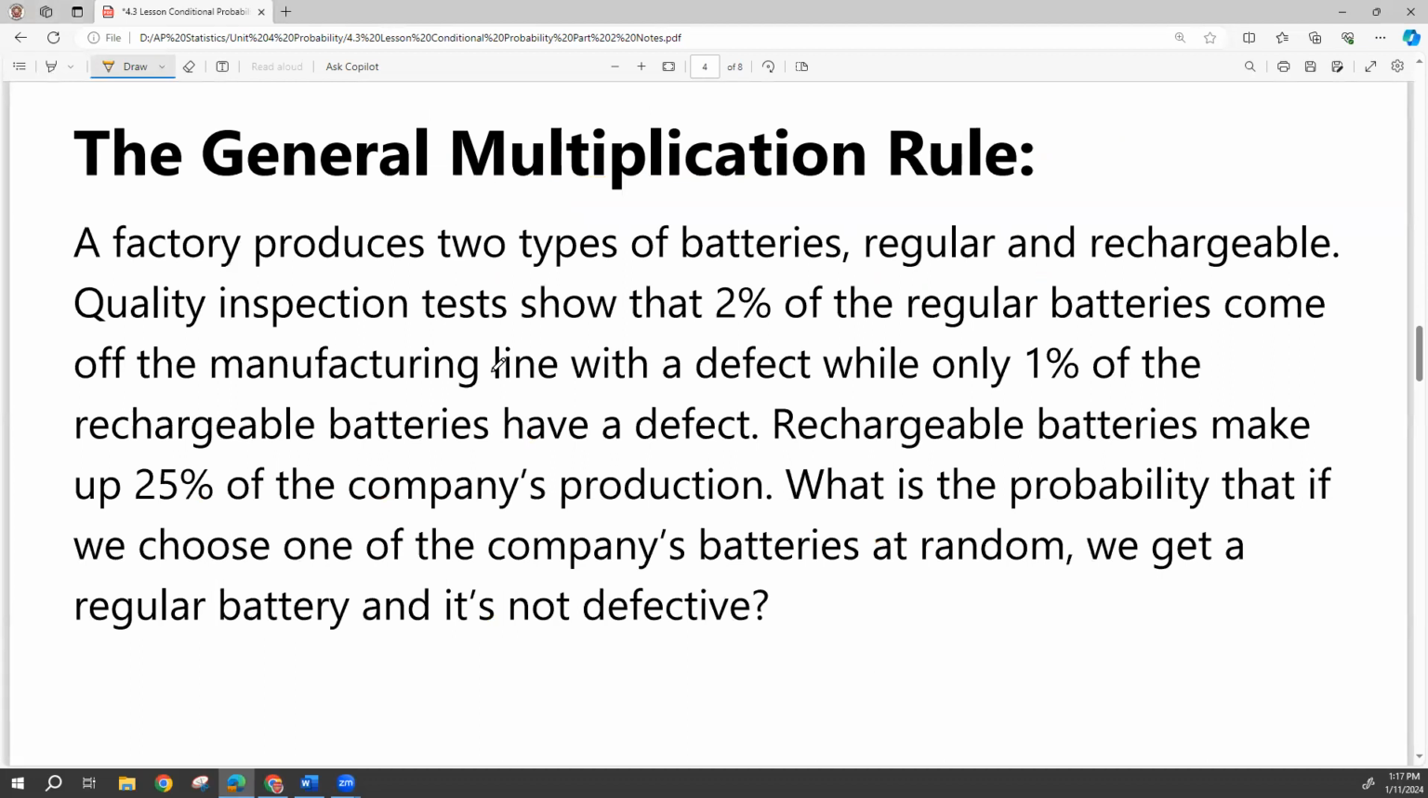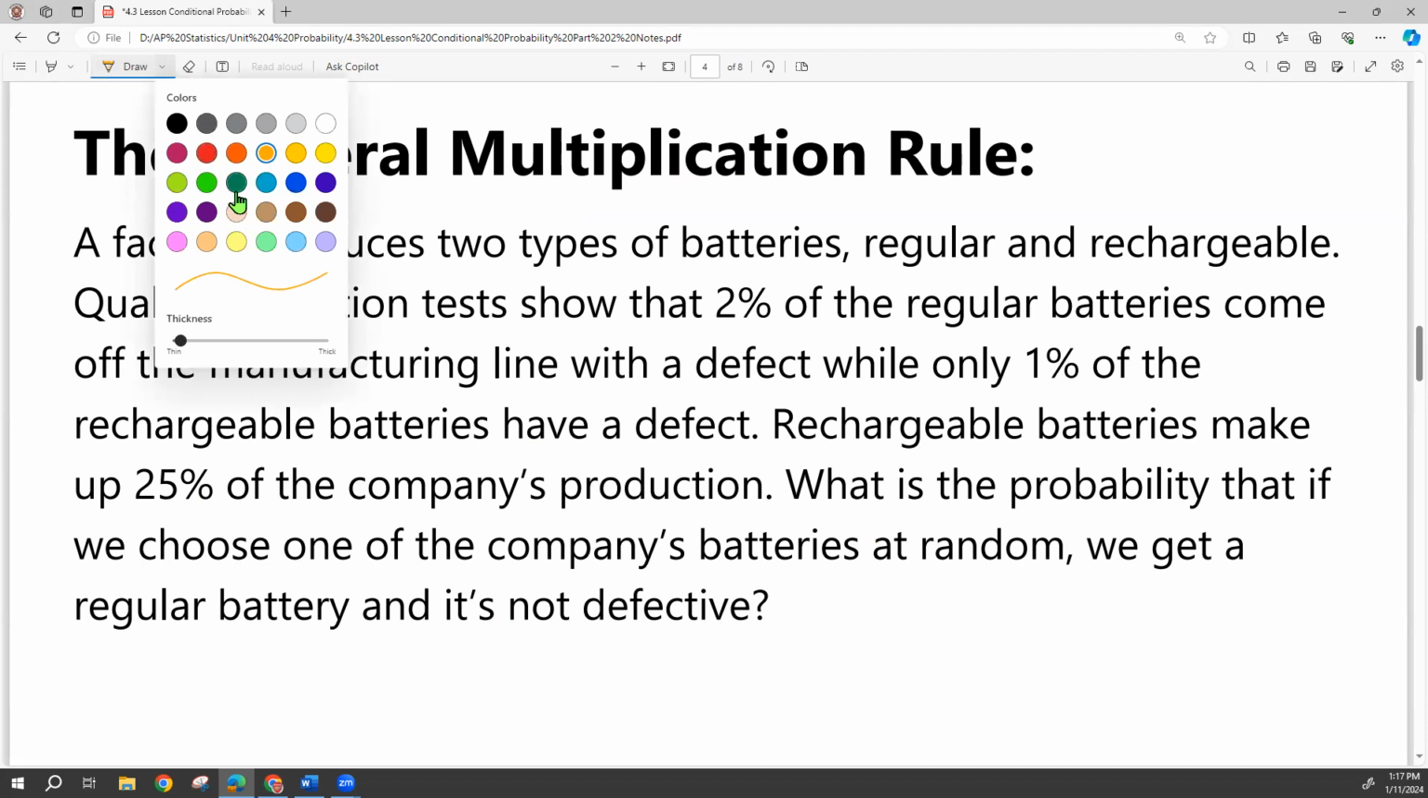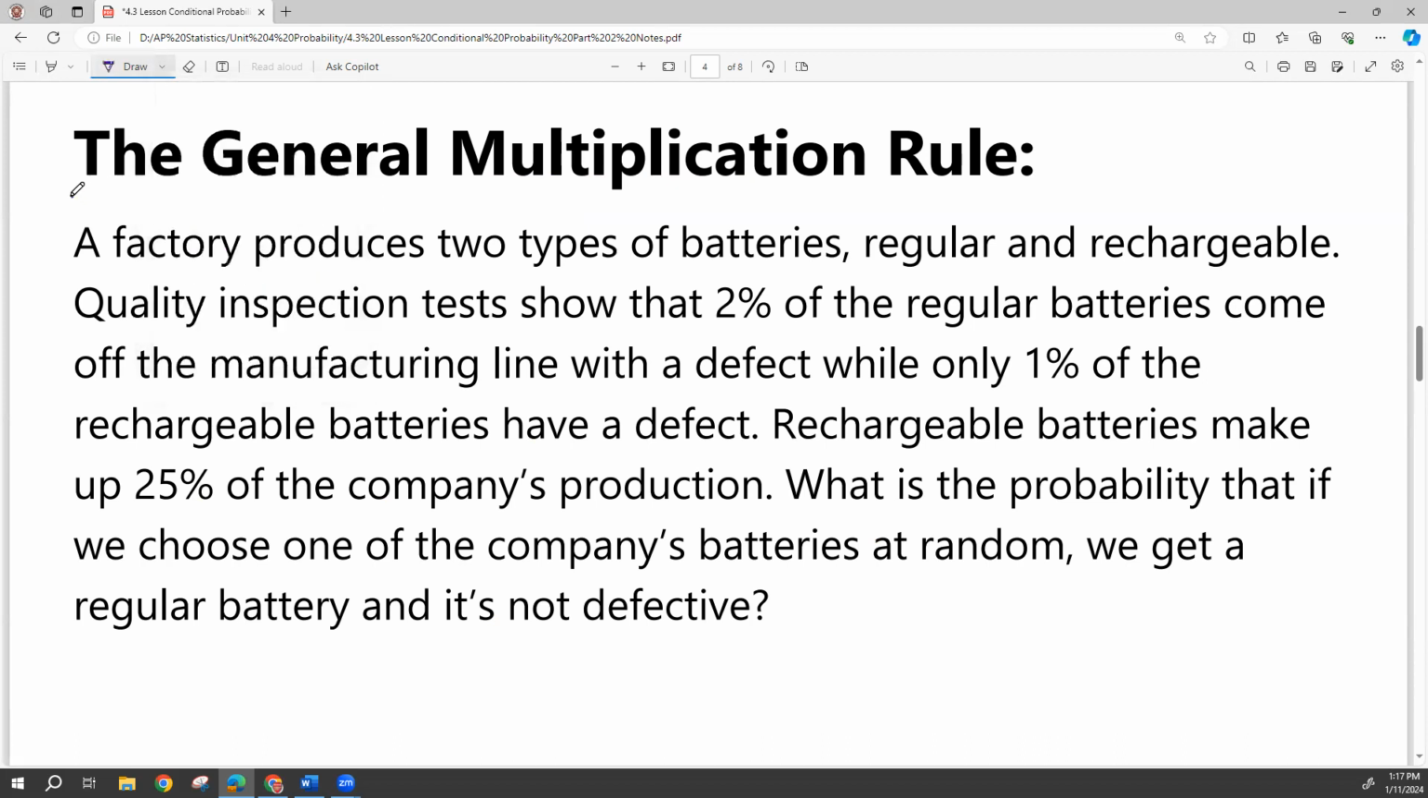So let's look at an example. You can pause and read through this if you want. I'll briefly explain. We have a factory that produces two types of batteries, regular and rechargeable. And as does happen in factories, sometimes things turn out to be defective. And so they have found through their quality control that 1% of the rechargeable batteries are defective and 2% of the regular batteries are defective.